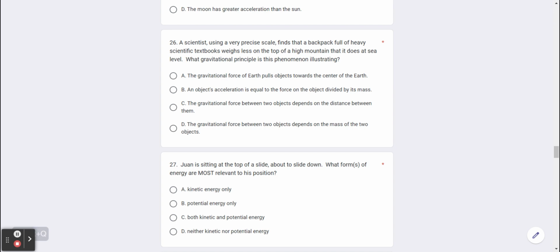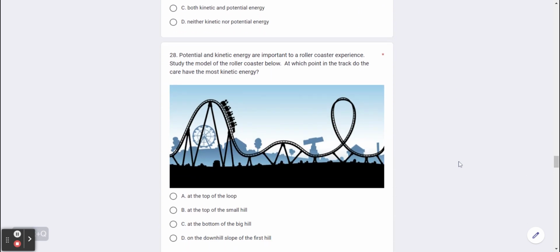27. Juan is sitting at the top of a slide about to slide down. What forms of energy are most relevant to his position? A, kinetic energy only. B, potential energy only. C, both kinetic and potential energy. Or D, neither kinetic nor potential energy.